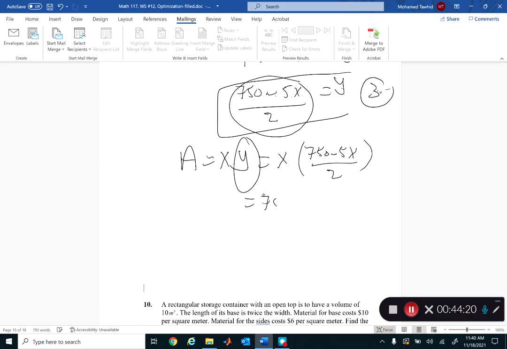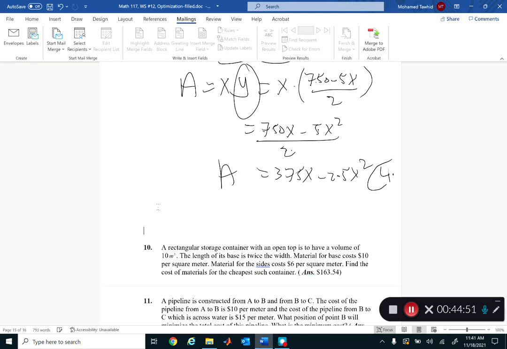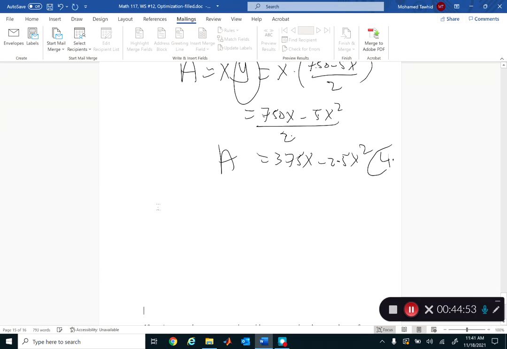You get 750 multiplied by x minus 5x squared, the whole thing divided by 2. If I simplify this, 750 divided by 2 gives 375, and 5 divided by 2 gives 2.5, multiplied by x squared. This is equation number 4, that is your total area here. So now I need to get the critical point here, guys.